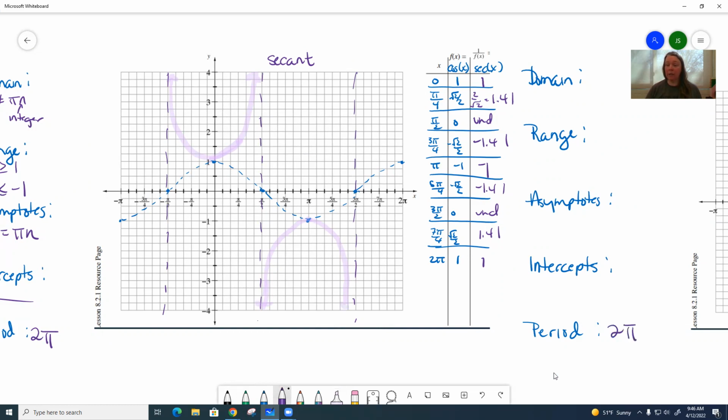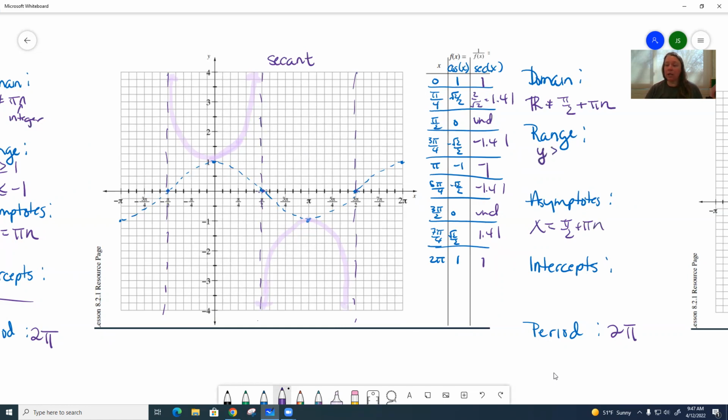The period is 2 pi again. Now the domain is anything except for these, I like to call them the odd multiples of pi over 2, like pi over 2, 3 pi over 2, and 5 pi over 2. Instead of writing odd multiples of pi over 2, we can say the first positive asymptote is at pi over 2, and the distance from this to the next time it happens is pi. So we could say plus pi n. We saw that a little bit back in chapter 2 or 3 when we were solving equations. So the asymptotes are x equals pi over 2 plus pi n.